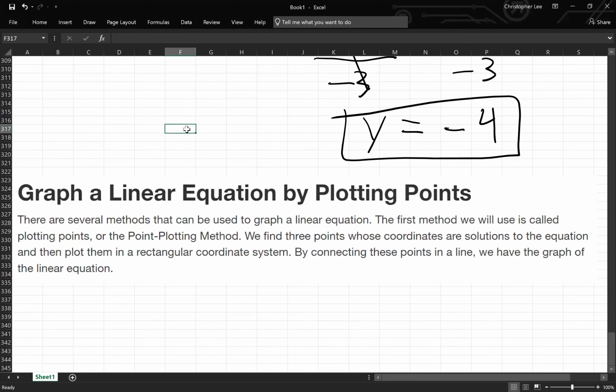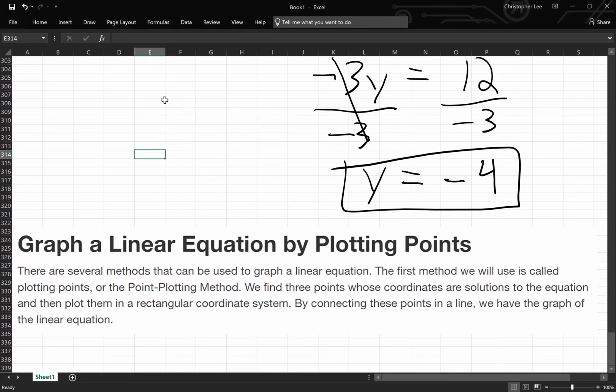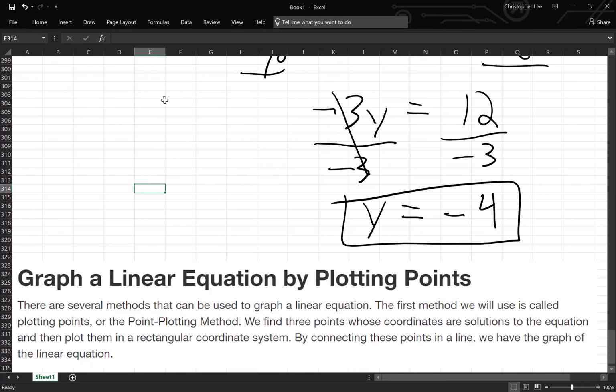All right, so let's look at what we're gonna look at for today, right? We're gonna graph a linear equation by plotting points. Yay. So, yeah, that's up, right? You know that, little Rene Descartes and all that. Yeah, that's smooth stuff right there. So there are several methods that can be used to graph a linear equation. The first method we will use is called plotting points, or the point plotting method. We find 3 points whose coordinates are solutions to the equation and then plot them in a rectangular coordinate system. By connecting these points in a line, we have the graph of the linear equation.